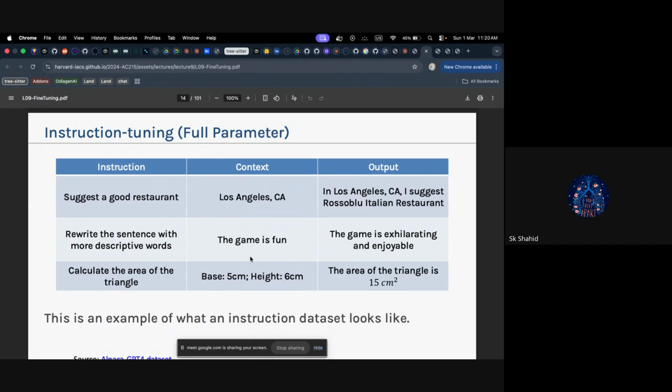And then ChatGPT responds, "Okay, hey, thanks for asking. This is the best place you said. I suggest this Italian restaurant or something." So this is how the output looks like.